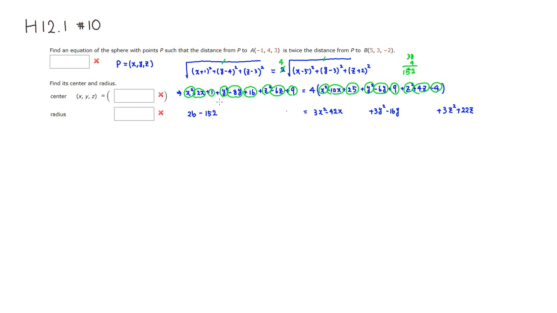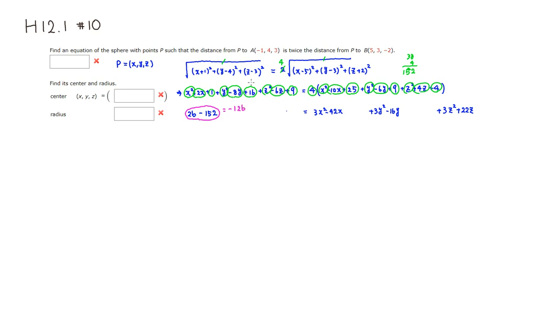Right, so that took care of all the terms here. The next thing we need to do is simplify this. So this guy is going to be negative 126, right?